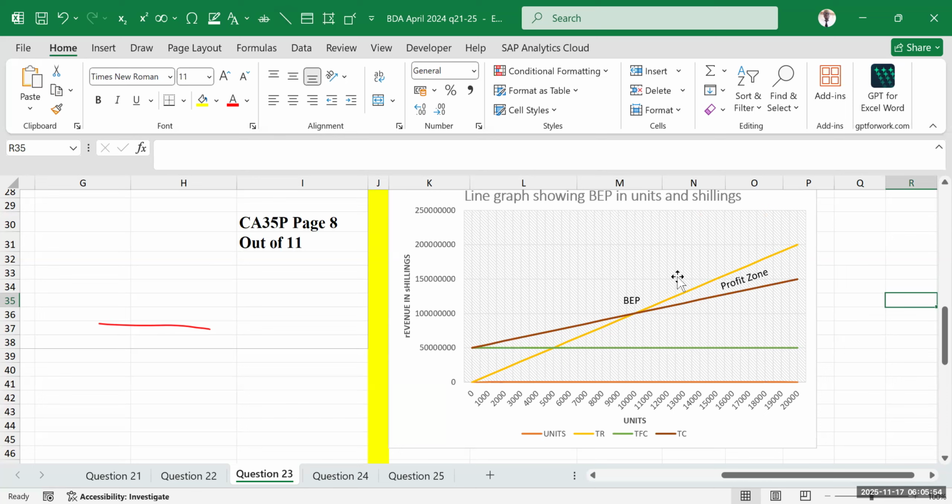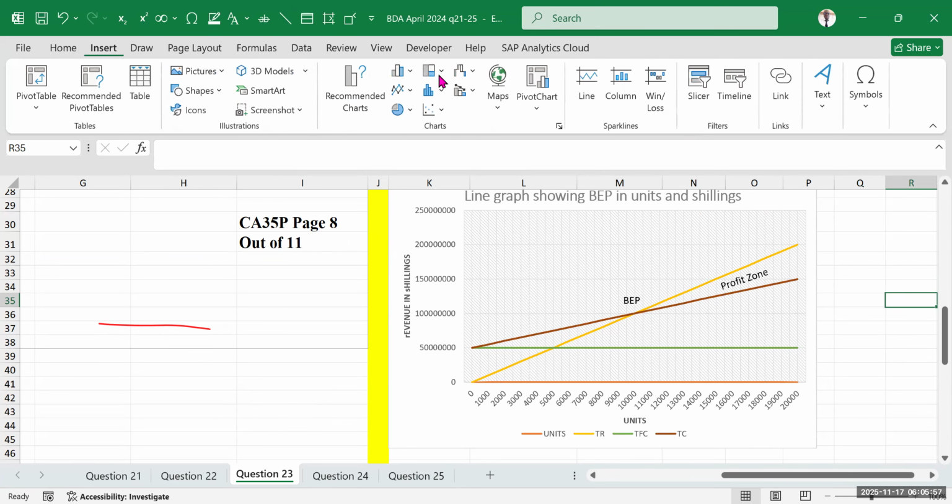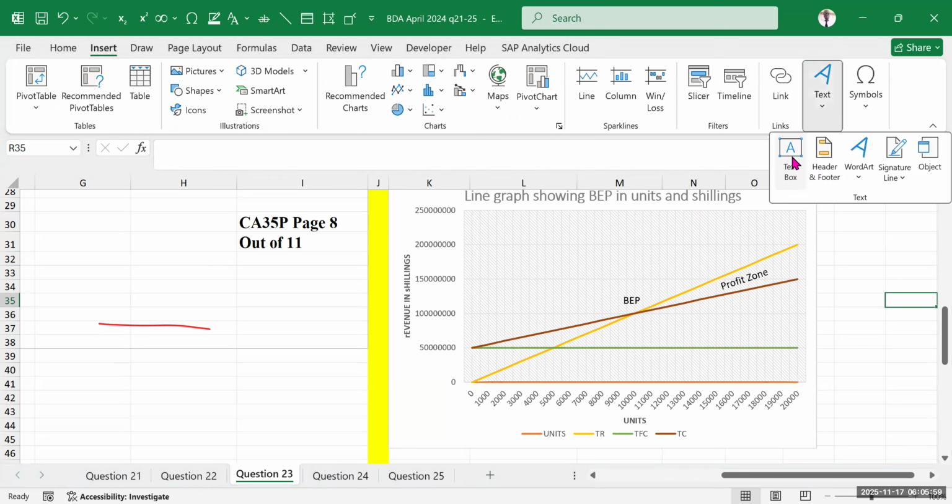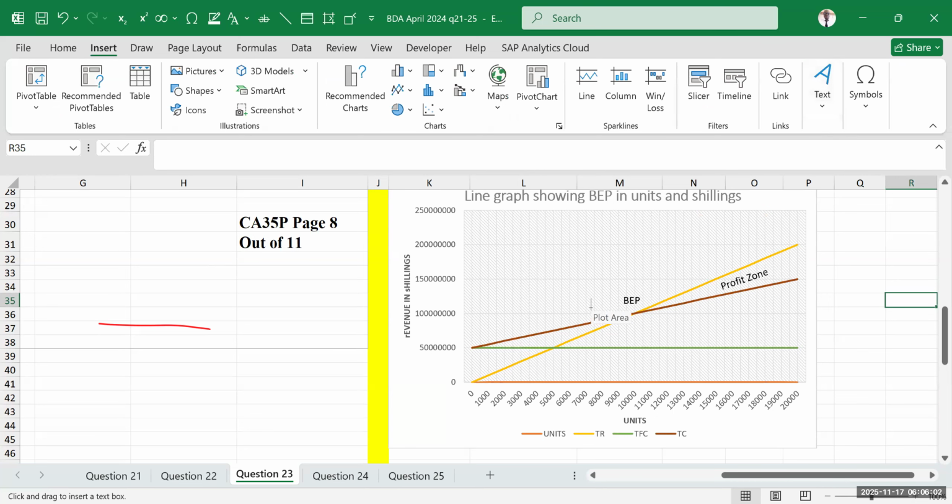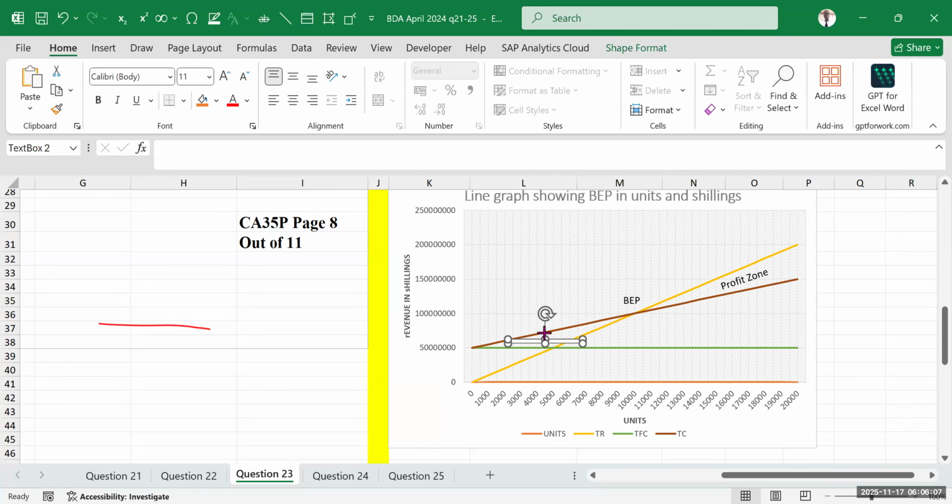So how do you do that? You again use the same tab. Go to the Insert tab. Then we are inserting a text box. Go and pick the text box. Then we show where the loss zone is. The loss zone is below the break-even point here. So from here, I just insert and say loss zone, like that. In that loss zone, I change the alignment a bit, and then just move it a bit and leave it there like that.